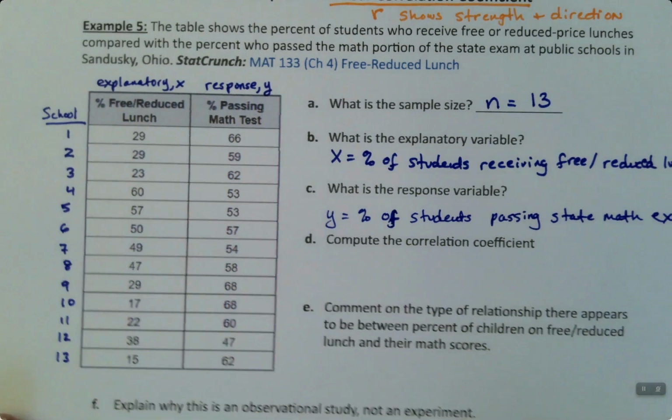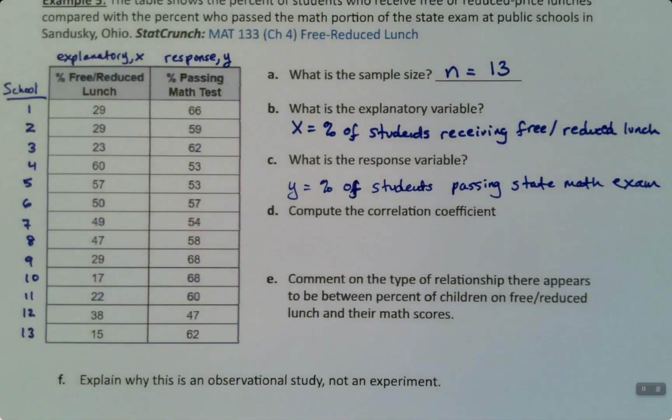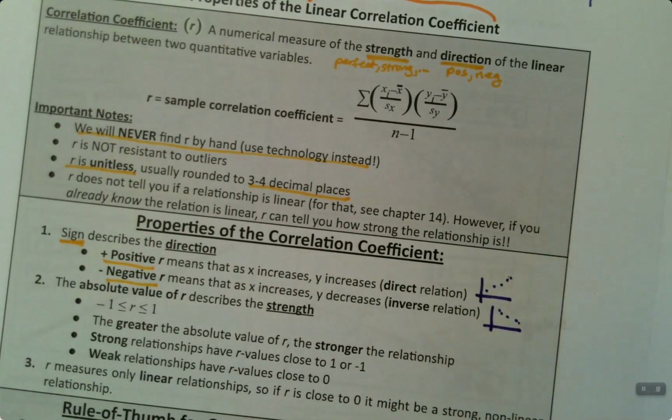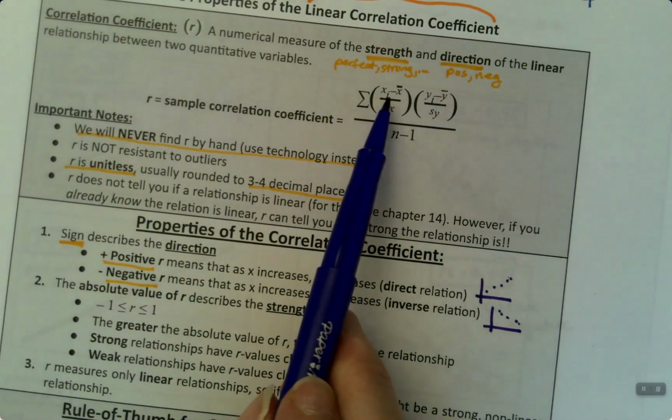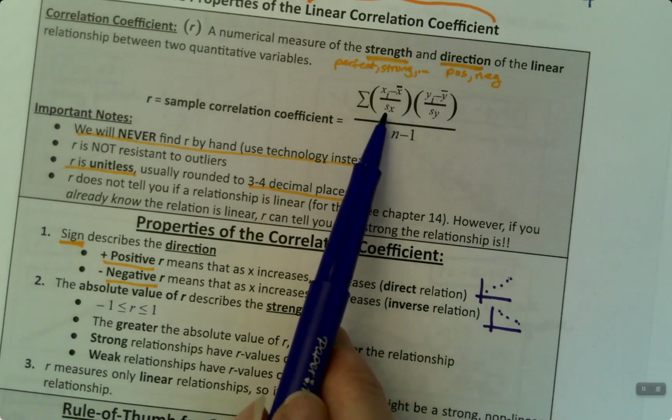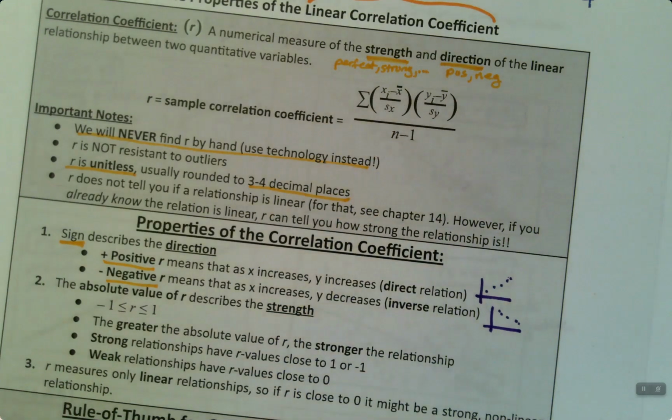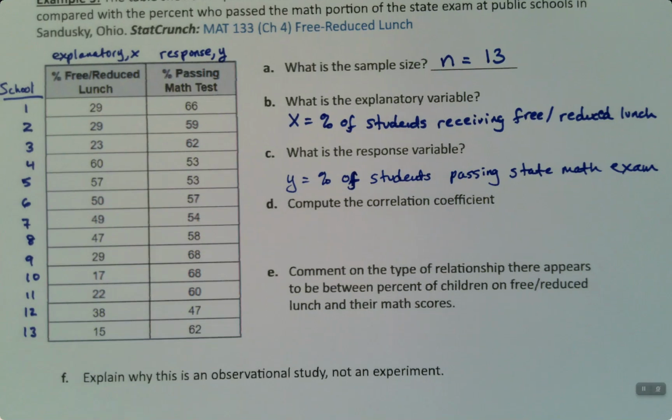All right, so now we want to find the correlation coefficient. And of course, the formula for this is atrocious. I mean, we don't really want any part of that formula. I will show it to you just to remind you how lovely it is. You take each of the x values, find the mean for the x, find the standard deviation. It's a nightmare. So we're going to make StatCrunch do this.